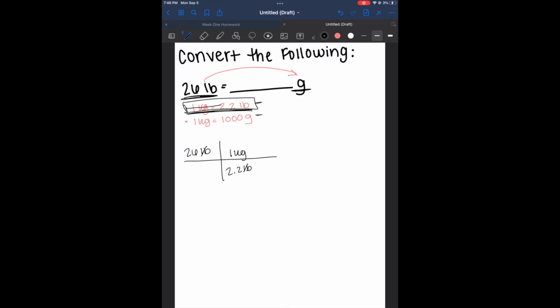So we know we use that. What we have left isn't what we need. So we're going to have to do a third column and use this other married pair from our conversion sheet. So 1,000 grams over 1 kilogram because my kilograms have to be diagonal to cross out. So all I have left is grams, which is what I need for my answer. So at this point, I can multiply across the top, multiply across the bottom.